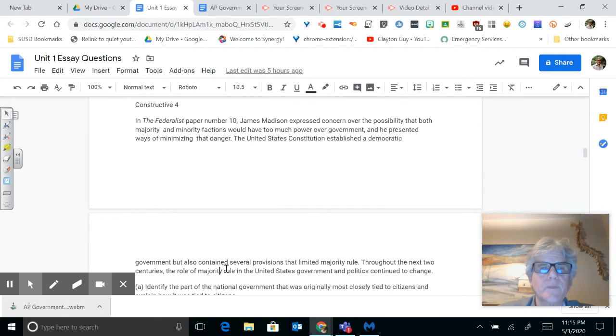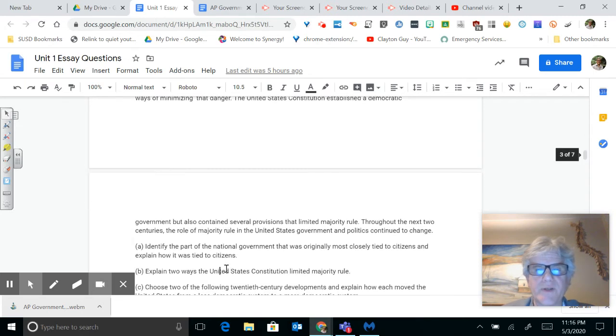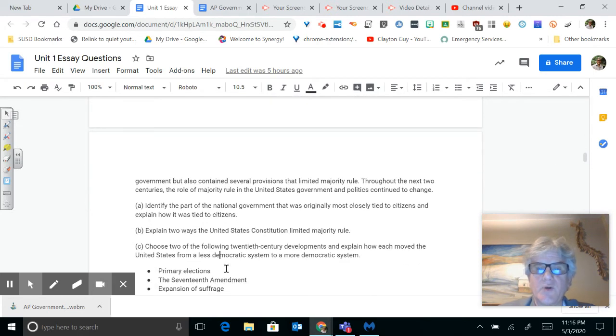Number 4. In Federalist Paper number 10, James Madison expressed concern over the possibility that both the majority and minority factions would have too much power over the government. He presented ways of minimizing that danger. The U.S. Constitution established a democratic government, but also contains several provisions that limited majority rule. Throughout the next 2 centuries, the role of the majority rule in U.S. government and politics continued to change.